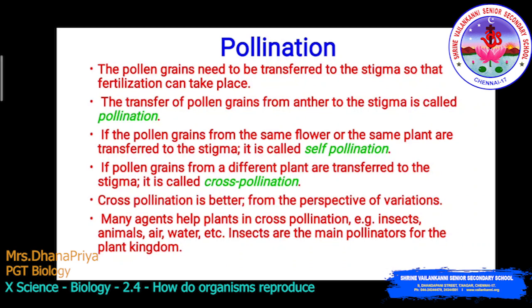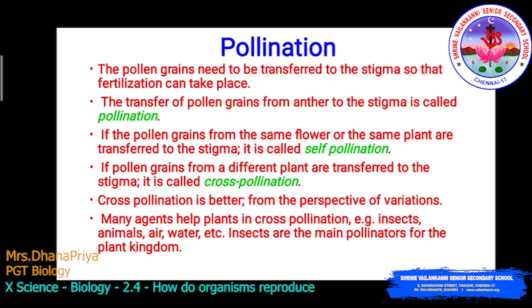If the pollen grain from the same flower or the same plant is transferred to the stigma, it is called self pollination. If pollen grain from a different plant is transferred to the stigma, it is called cross pollination. So these are the important definitions of pollination. Cross-pollination is better from the perspective of variations.